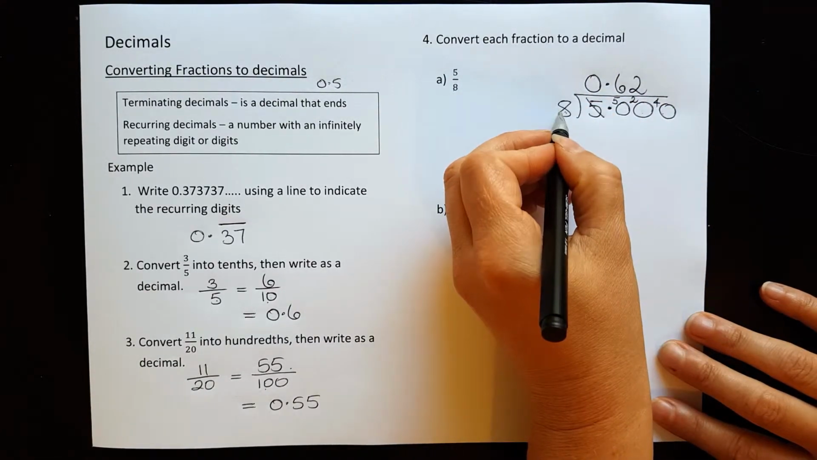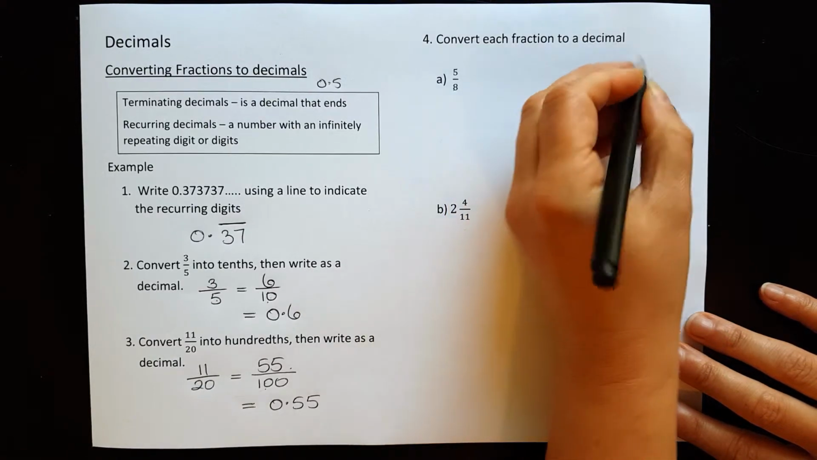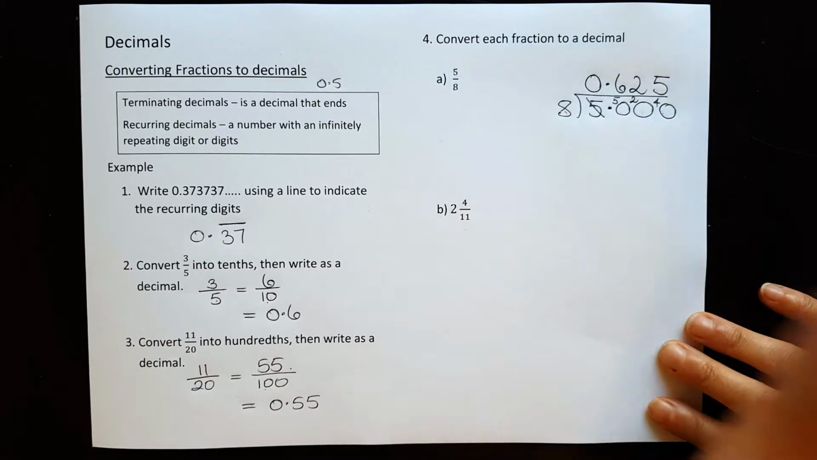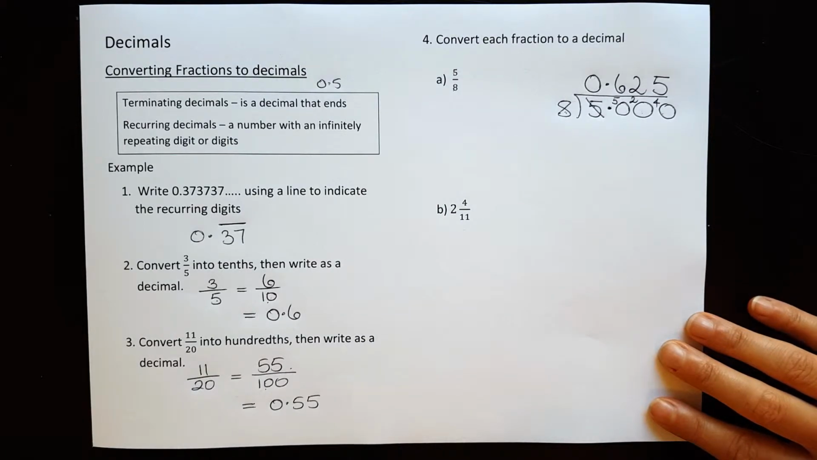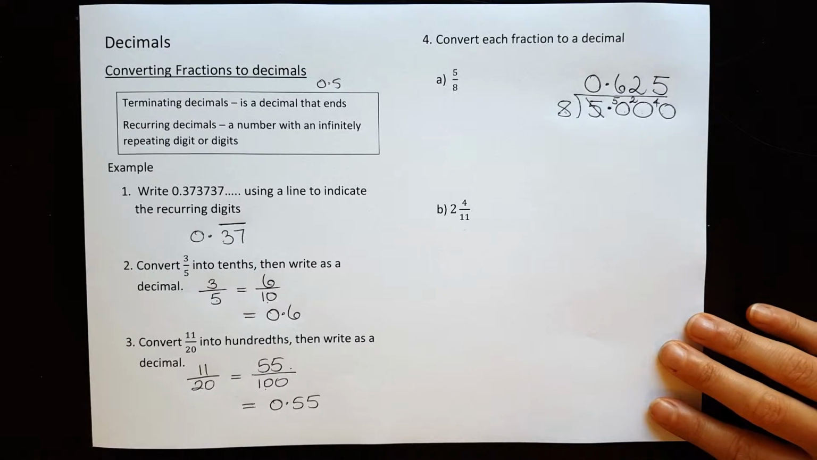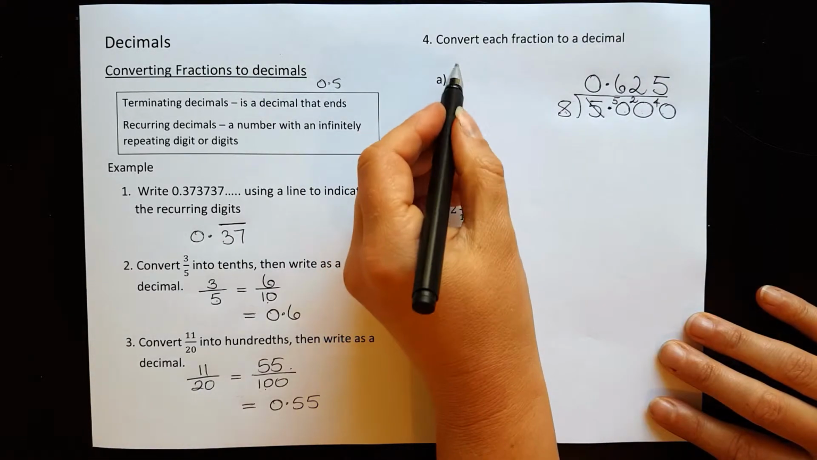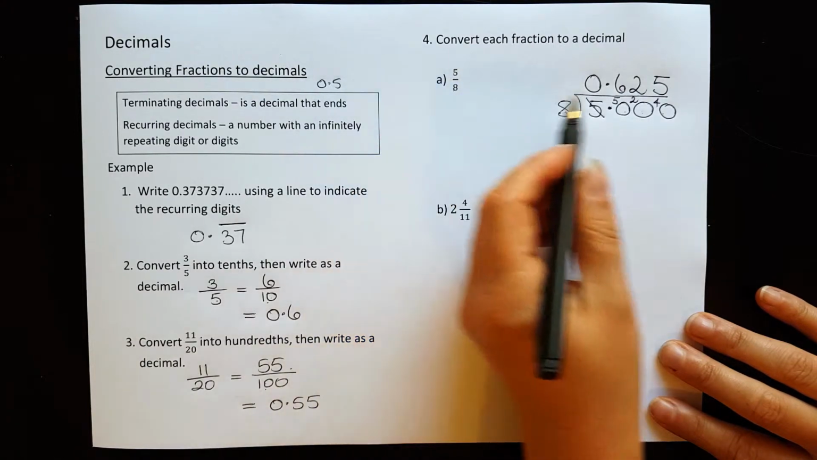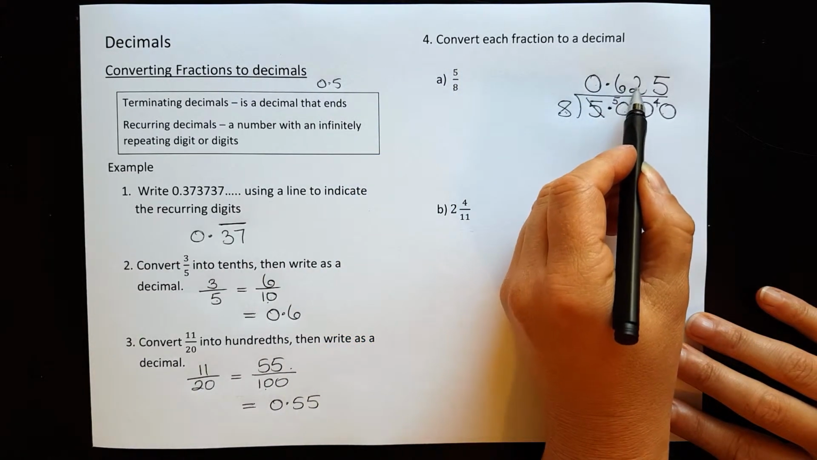40 divided by 8 is going to go 5 times exactly, without any remainder. Okay, so I can keep adding zeros along here until I have found my complete answer. So that is my answer. 5 over 8 is the same as 0.625.